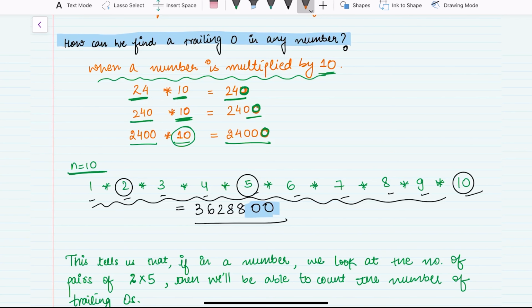So how are we getting that? One 10 is here, and one 10 is formed by the combination of 2 and 5. If we multiply 2 and 5, we'll get 10. So this is one 10 and we will get the other 10 from here. That accounts for 2 zeros.